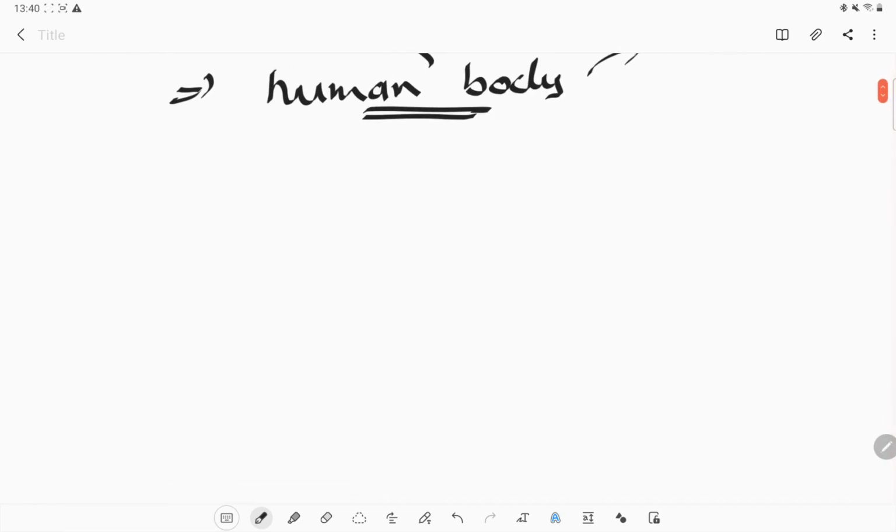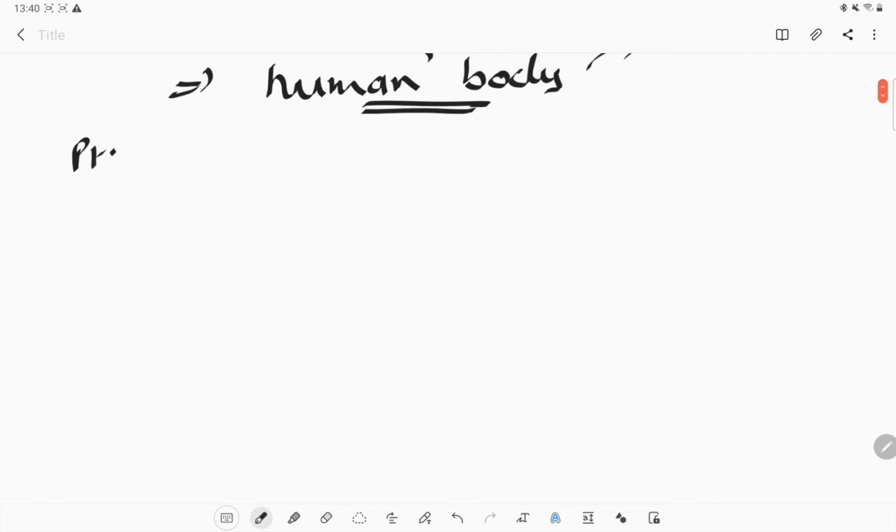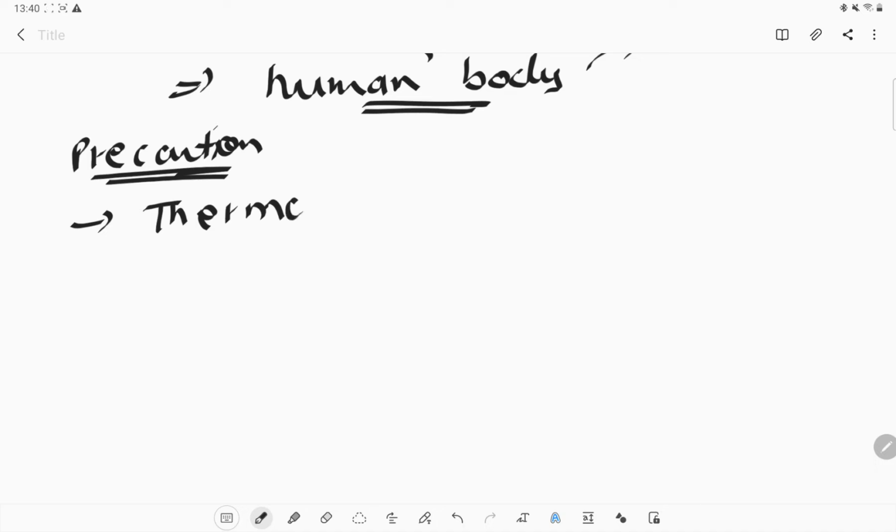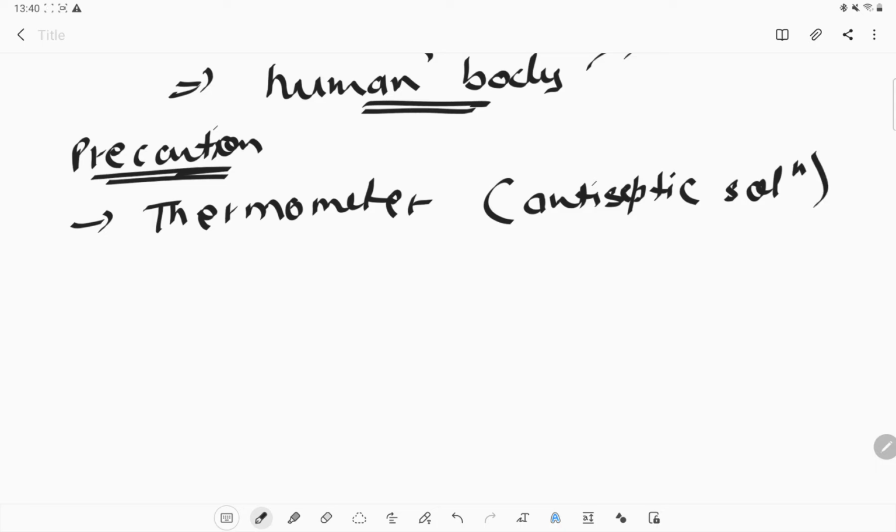Okay, there are some precautions you should keep so that you can measure the proper amount of temperature. We should take some care of the thermometer. Like we should wash the thermometer before as well as after using it. We should wash it with an antiseptic solution. Okay, this is the first step.